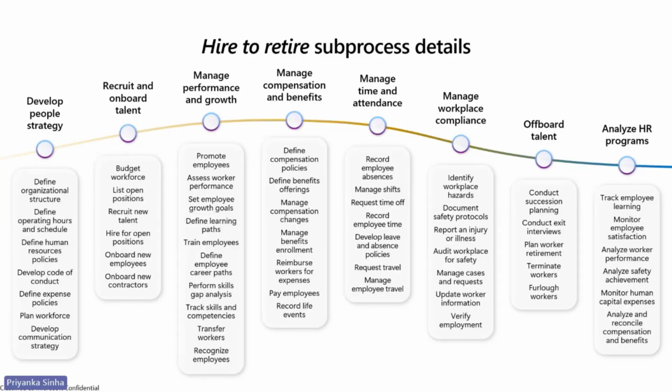If you see here, like developing the people strategy, and the next step is recruiting and onboarding the talent. And then we talk about managing the performance growth, and then compensation benefit. So like that, we have these 8 key areas into which we have divided our whole hire to retire processes. And in this session today, we are going to deep dive into recruitment to discover how it is going to help streamline the entire recruitment process, from sourcing, interviewing, and candidate assessment, then hiring.